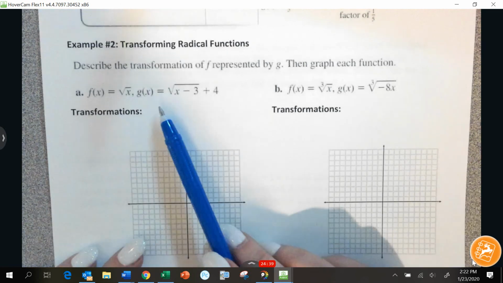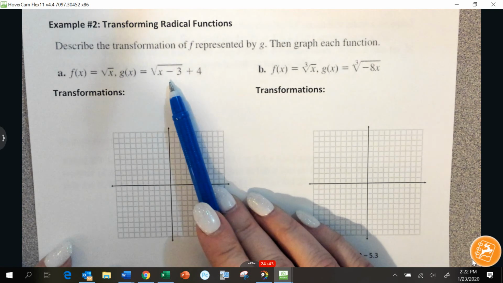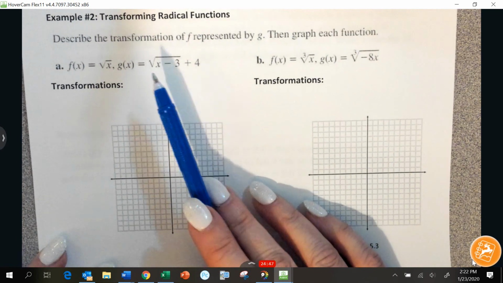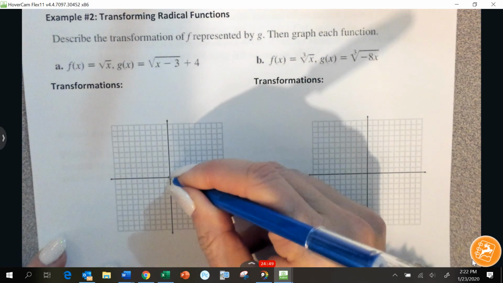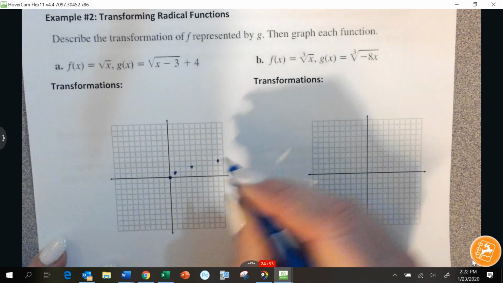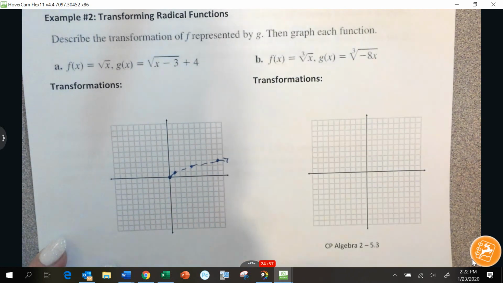All right, so this one right here, I'm going to do without a table. You can make the table and do it with the table, but I'm going to do it without the table. This is a square root, so I'll go ahead and do 0, 0, 1, 1, 4, 2. What was the range for the last one? Y is greater than or equal to 0.